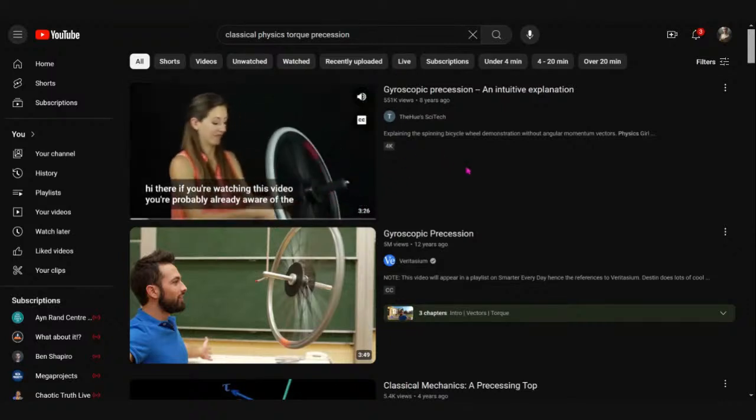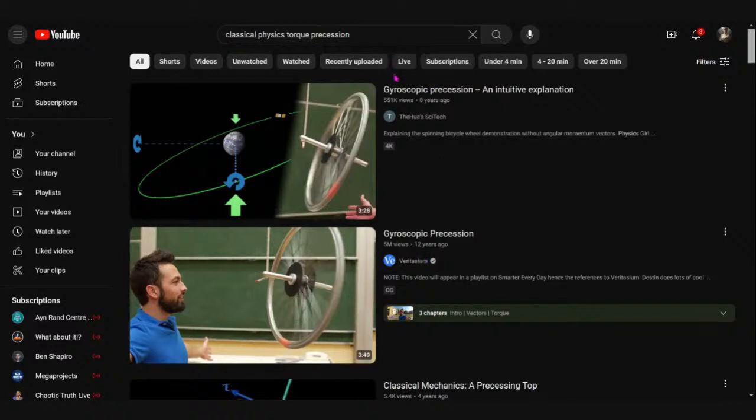Exactly. Hi Right. there. If Right. you're This is exactly right. This is gyroscopic precession. Is that it? Where's the torque? I don't know. Let me think. Where's the torque? So this is the angular. I can't even point at it.